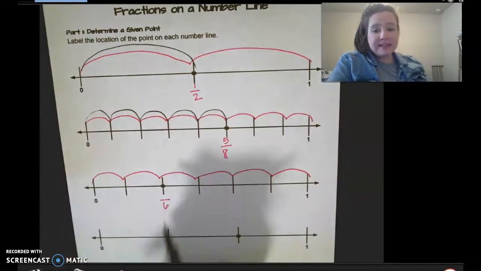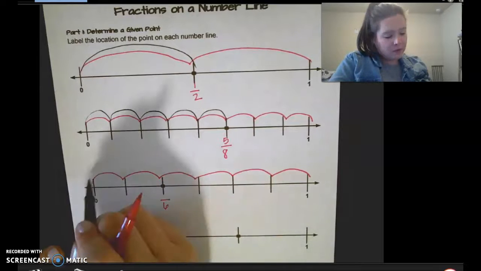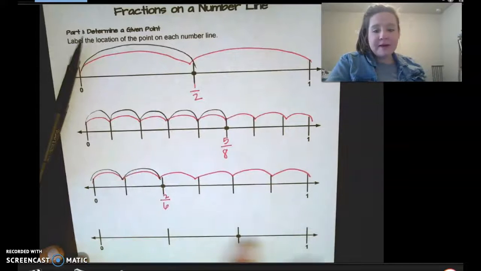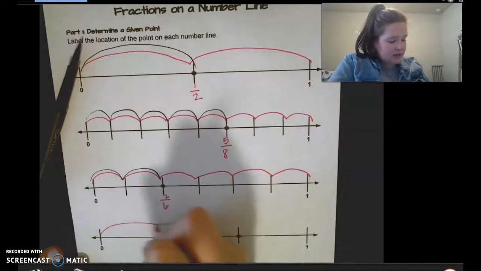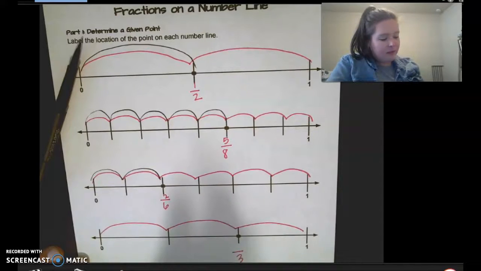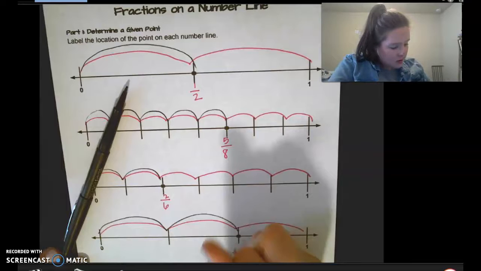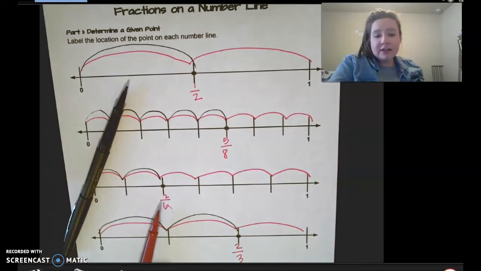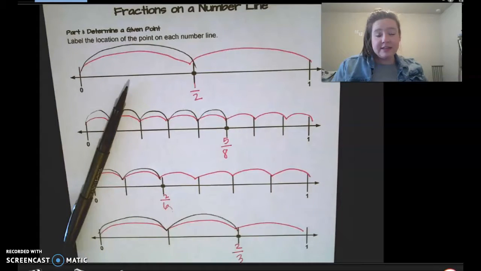And how many spaces or sections away from 0 is my point? 1, 2. All right. How many spaces do we have in this number line? Good. That was easy. 1, 2, 3. And my point is 1, 2 spaces away. All right. So my fraction is 2/3. My fraction here is 2/6. My fraction here is 5/8. And my fraction here is 1/2.